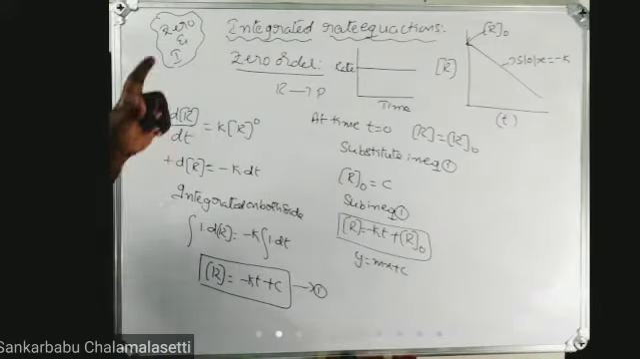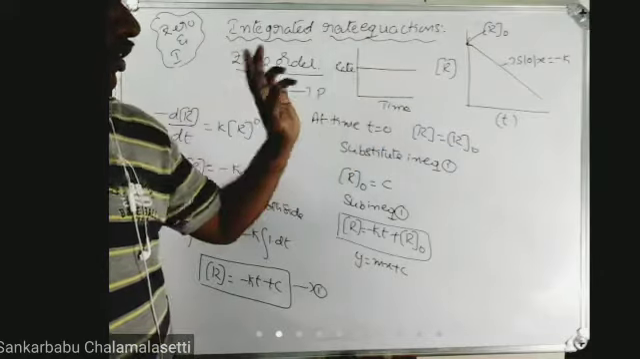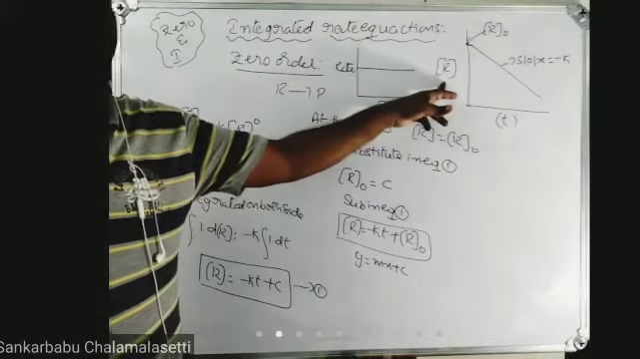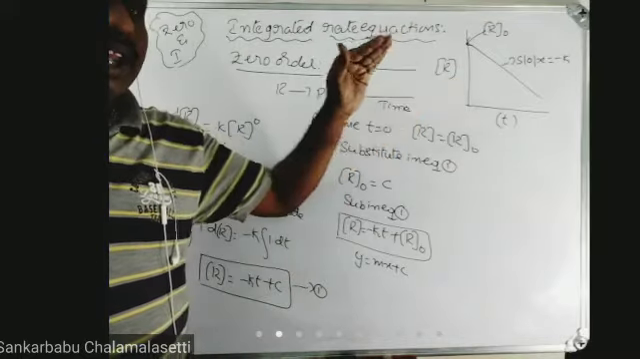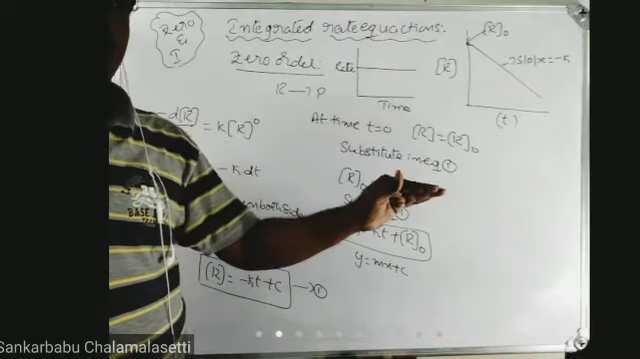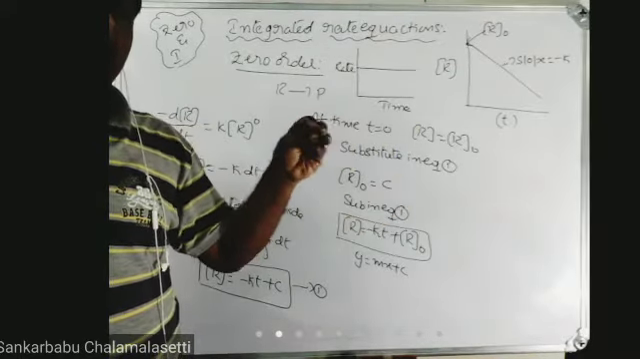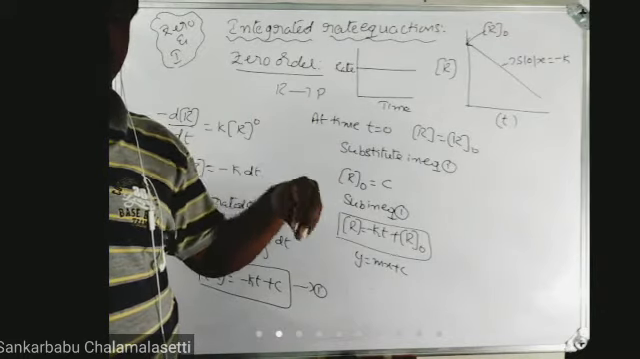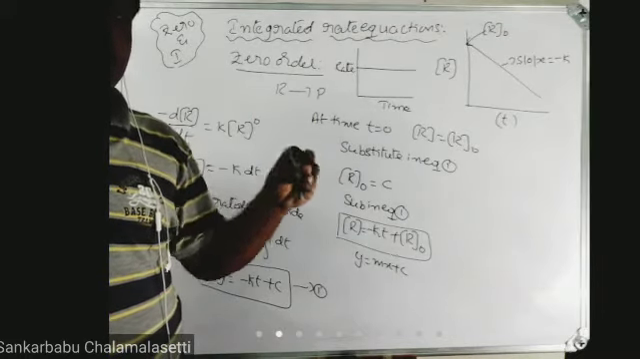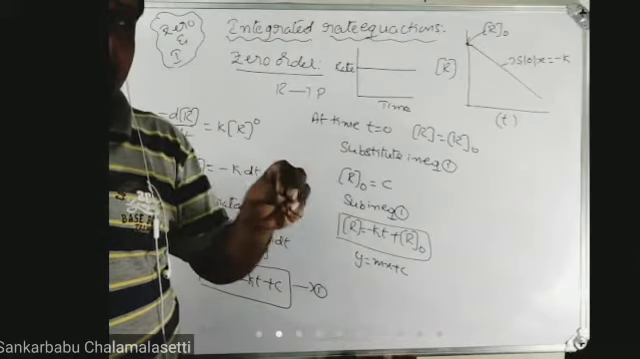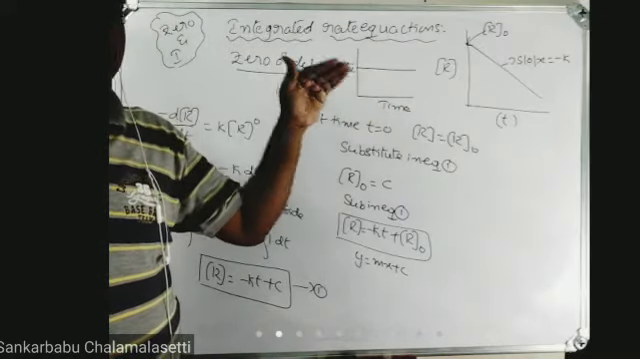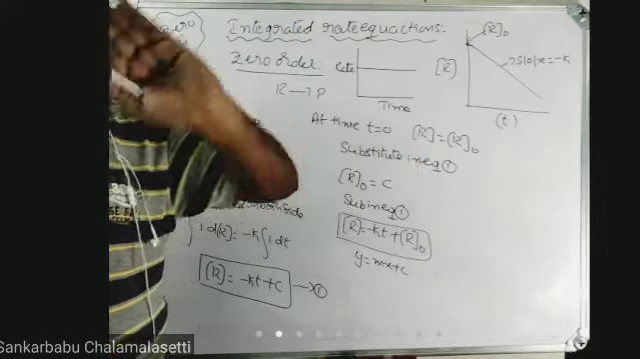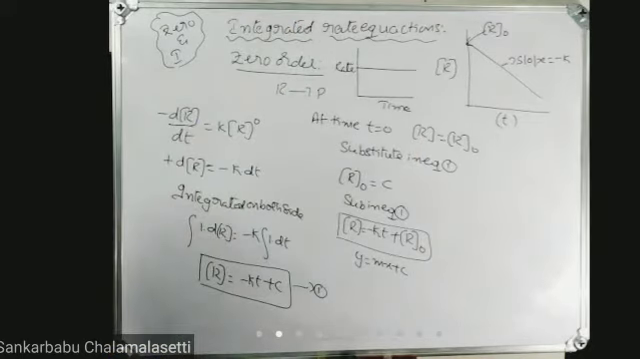So that is another graph related to zero order. This is the concentration of the reactants with time. The concentration of the reactants decreases in every reaction, whether it is zero order, first order, whatever the reaction. But in zero order, the rate remains constant throughout the process of the reaction.